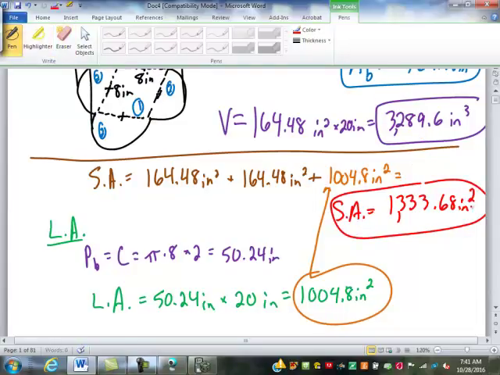Yes, sir. Just to clarify, the volume is the space inside of that object. Yep. And your lateral area is the outside edges. Yep, all the way on the outside. Yeah, the lateral area, you can think of as the area that connects the bases.